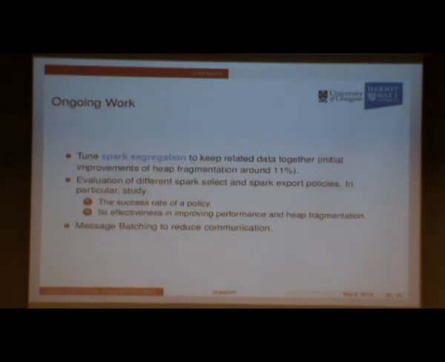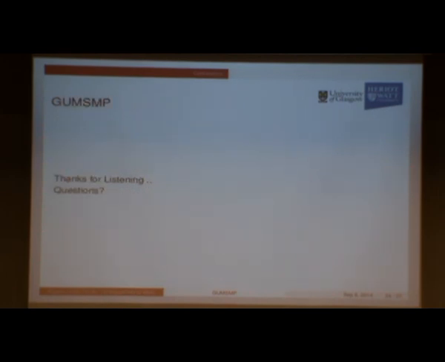Our ongoing work, I didn't talk about that in detail because it's a sidetrack. I think it's of general interest, but the main track is to improve the distributed memory performance, and the main direction is Spark segregation to improve this, and also to do some message batching to keep messages together and avoid too many small messages, which is another artifact in our system that can reduce performance. Okay, so thank you.